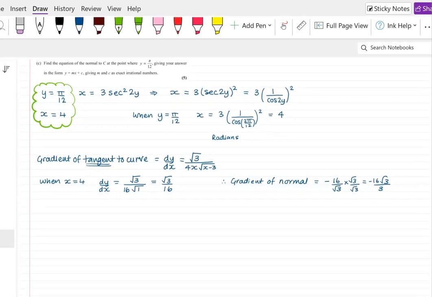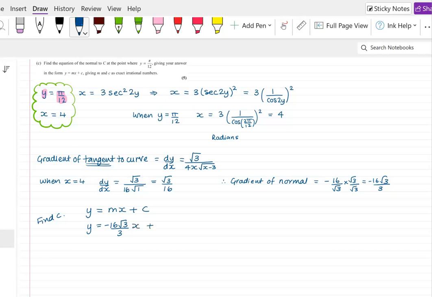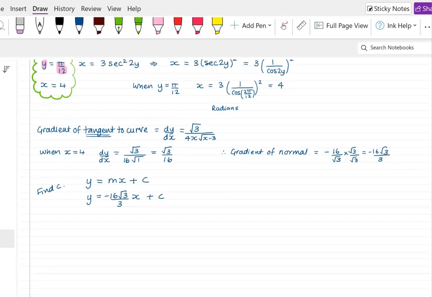Now, it wants the answer in the form y equals mx plus c, so we might as well write y equals mx plus c, and then substitute those values. I've got y, which is equal to pi over 12. Okay, so let's find c, y equals pi over 12. So I'm just going to write down that I'm finding c. I suppose what I probably would write down first is y is equal to m, which is negative 16 root 3 over 3, x plus c, and then we find c. I just like to write that step in. It's much clearer what we're doing, I think.